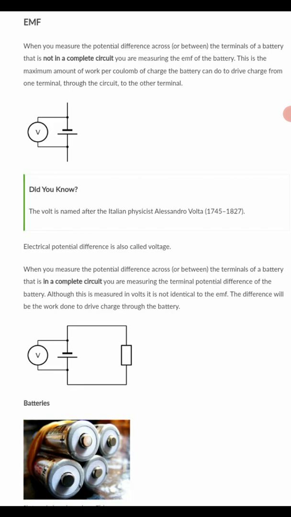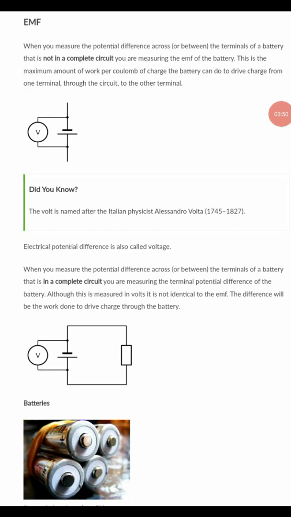The difference will be the work done to drive charge through the battery. For potential difference, work done is required to drive charge through the battery to the circuit. For electromotive force, the work done to drive charge within the battery will not be there, because for electromotive force, the battery is not supplying current to the circuit.